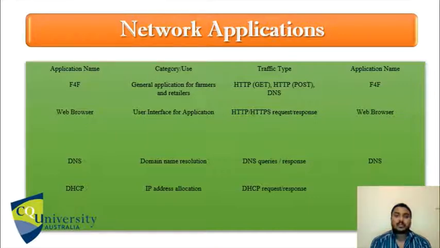Farmers for Farmers uses three traffic types: HTTP GET, HTTP POST, and DNS. The web browser uses one traffic type: HTTP request or response. DNS uses only one traffic type: DNS queries or responses. And the last one, DHCP, Dynamic Host Configuration Protocol, uses only one traffic type: DHCP request or response.